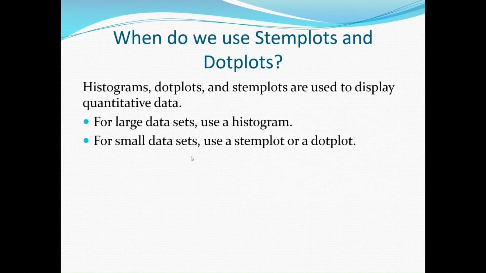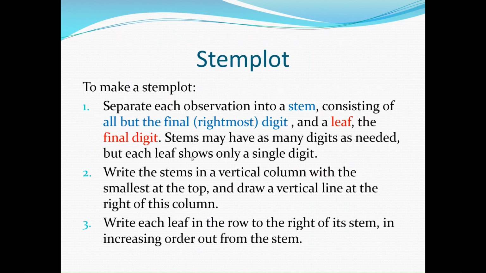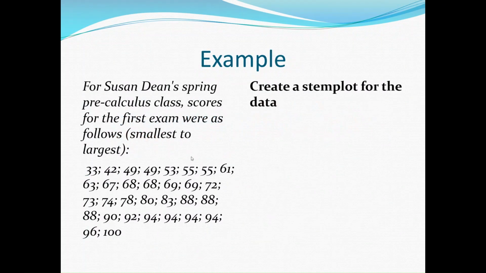So if we happen to have a small data set, we use a stem plot or a dot plot. Okay. All right. So a stem plot is also sometimes called a stem and leaf plot. So the stem versus the leaf. Well, the leaf is always going to contain the very last digit, while the stem will contain all the digits before that. Okay. And let's just go ahead and take a look at what a stem and leaf plot looks like.